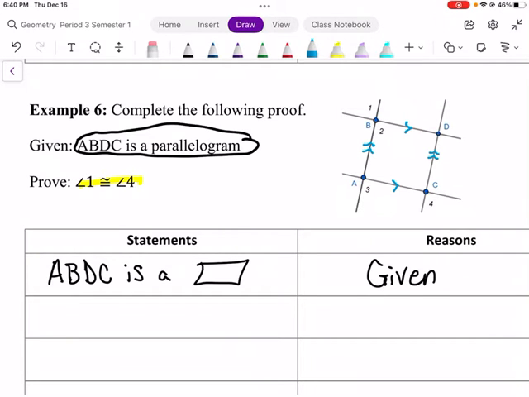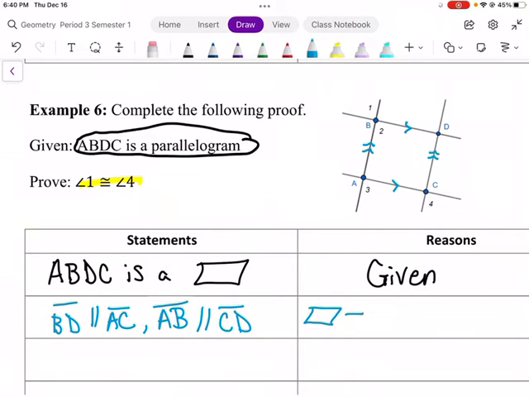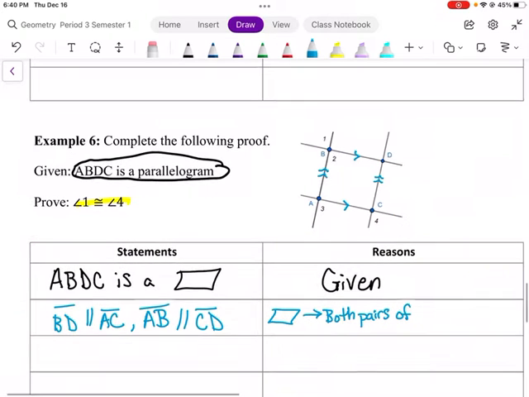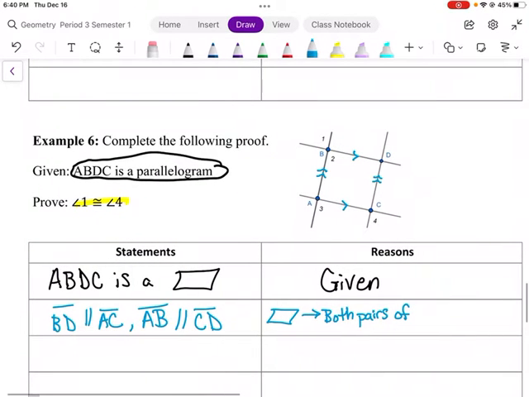So in this one, we can say BD is parallel to AC, and we can say AB is parallel to CD. And the reason is that a parallelogram implies both pairs of opposite sides are parallel. There we go.